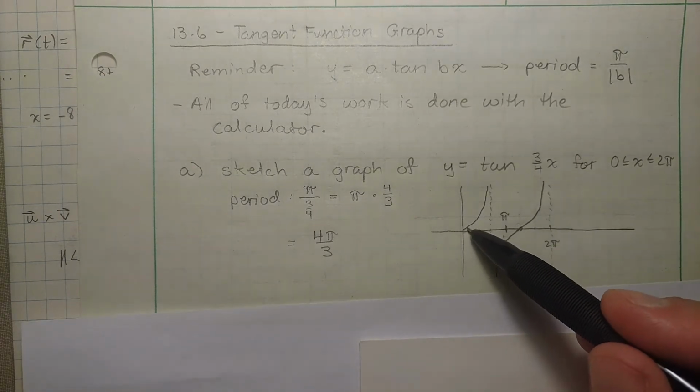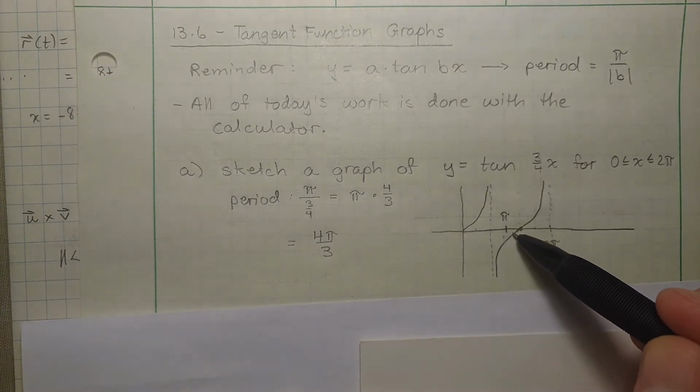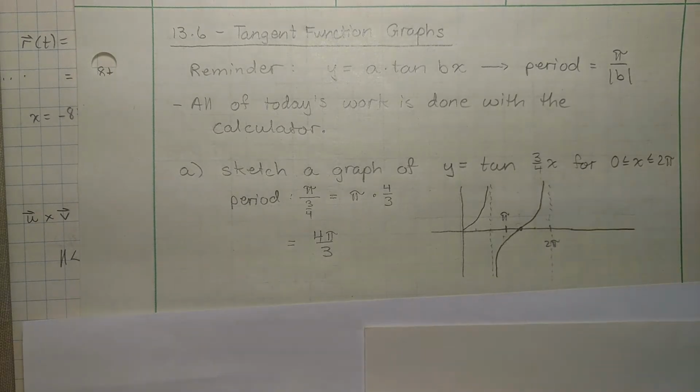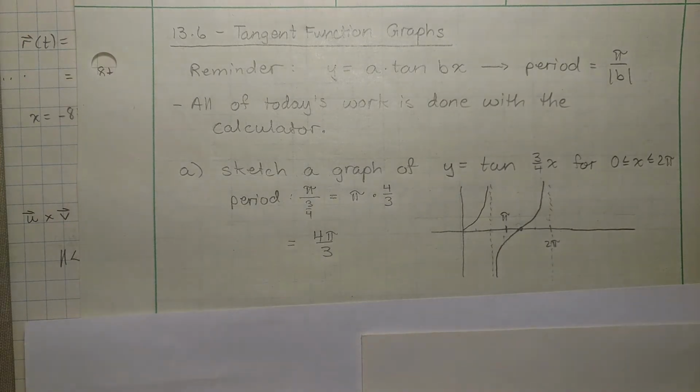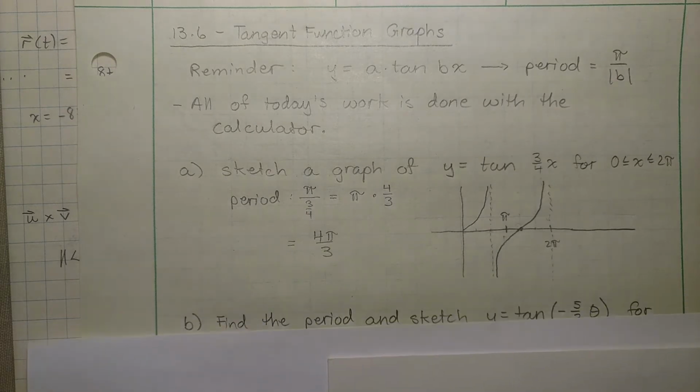And so I can go ahead and sketch what I see here on my calculator, looking like that. So there's my region just between 0 and 2 pi. That's what I'm sketching, is what I see in that screen. Okay, let's look at the next type.